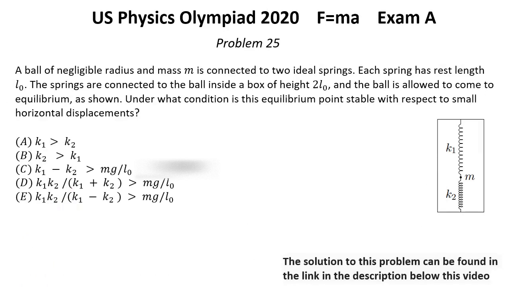Problem number 25. A ball of negligible radius and mass m is connected to two ideal springs. Each spring has a rest length L0. The springs are connected to the ball inside a box of height 2L0, and the ball is allowed to come to equilibrium, as shown. Under what condition is this equilibrium point stable with respect to small horizontal displacements?